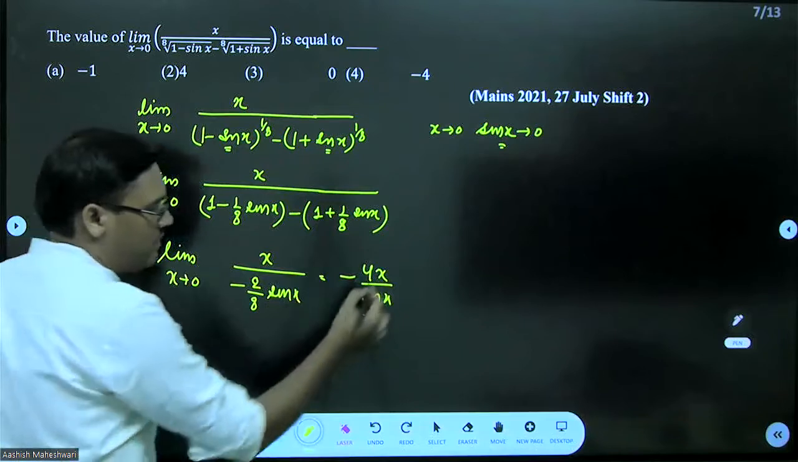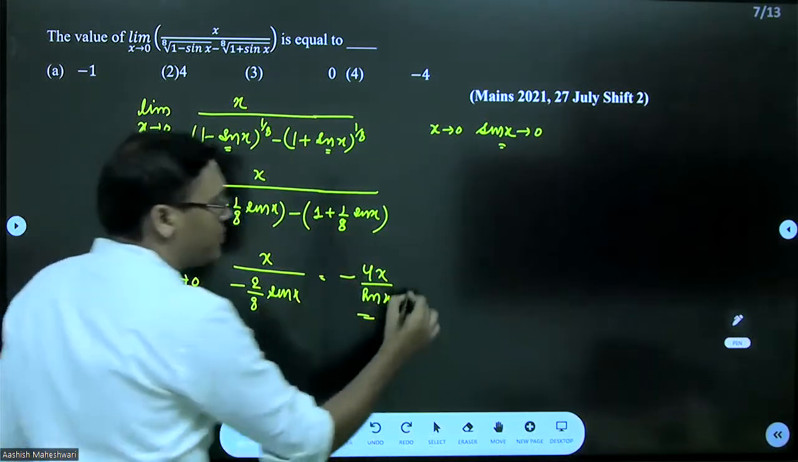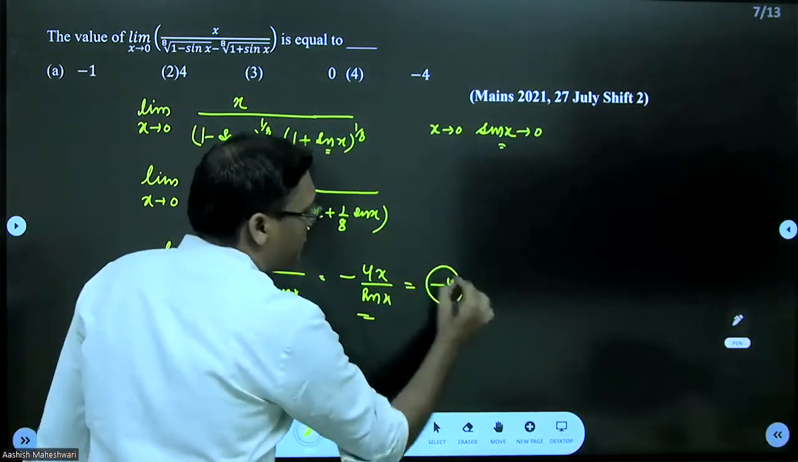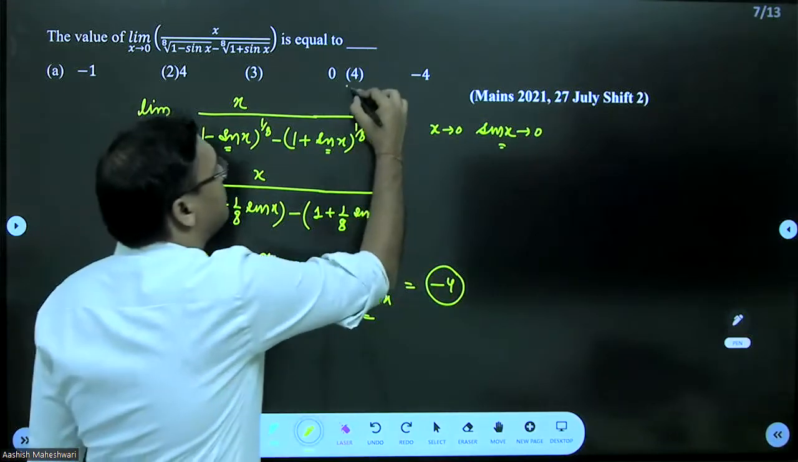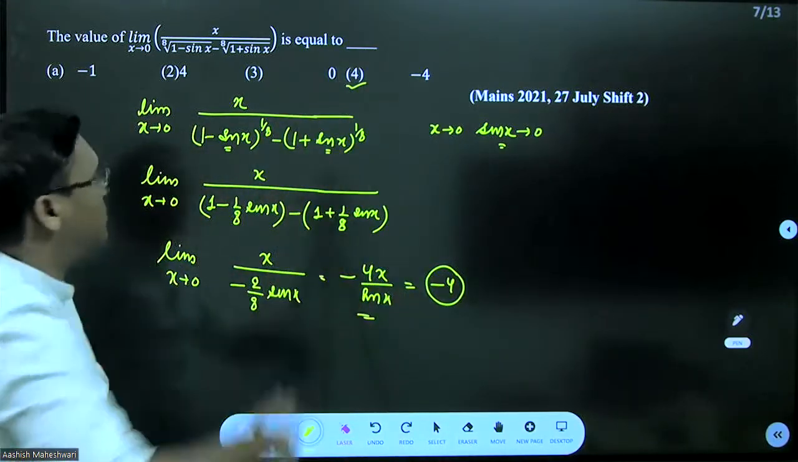So what is this limit? We know x by sin x is equal to 1. So what is the answer? This is equal to minus 4. So that is option 4. That is, this limit is equal to minus 4.